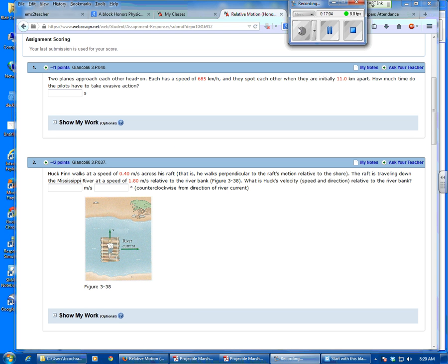Each flight does this when they're initially this far apart. How much time do the pilots have to take immediate action? So how many different frames of reference do we have in this problem? Anybody? Great. We can take it from either plane. Let's call it plane A and plane B, or the Earth. Which one do you prefer we do it from? The Earth? Okay.